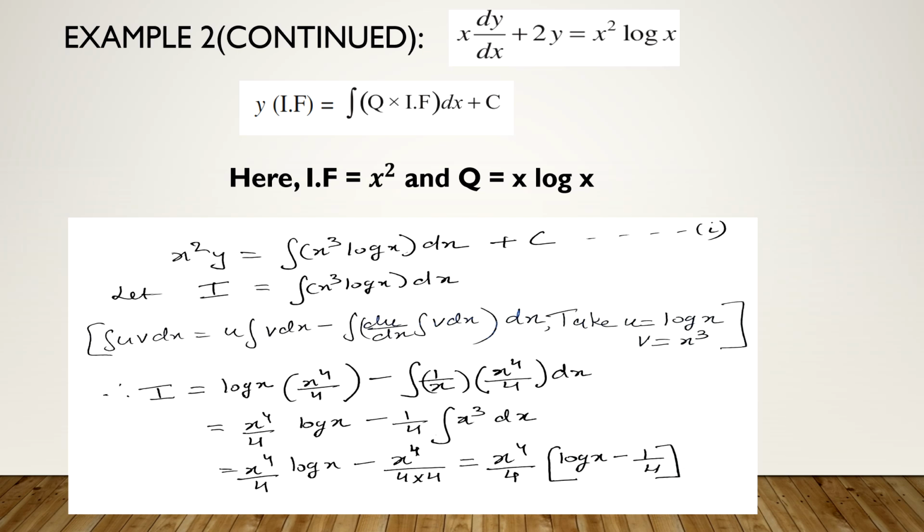U is a function generally whose derivative you can easily find out, and v is a function whose integral you know. So over here it is log x into integral of x cube, which is x raised to 4 by 4, minus integral of derivative of log x, which is 1 upon x, into x raised to 4 by 4. So now when you simplify it, you get x raised to 4 upon 4 log x minus x raised to 4 upon 16.